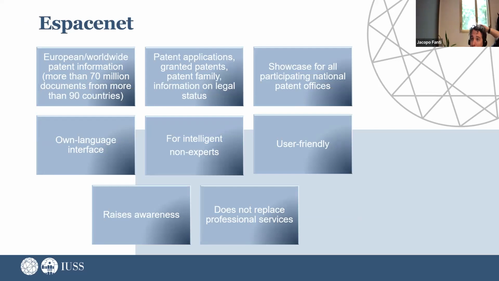Espacenet, as I mentioned, is the patent database made available by the European Patent Office. It is European, of course, but it has a worldwide coverage, and you can find patent applications, but also already granted patents, patent families and so on. It is very user-friendly, and in case you cannot use Orbit for some reason, Espacenet is probably the most useful patent database available for free.